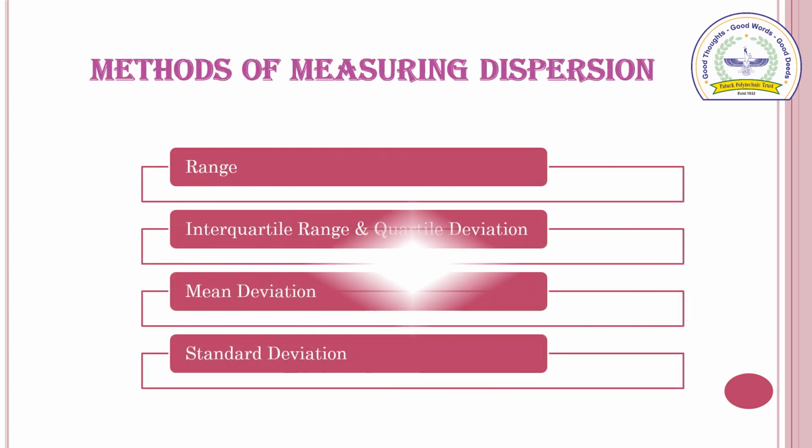Now let's see some methods of measuring dispersion. The methods of measuring dispersion are range, interquartile range and quartile deviation, mean deviation, and also standard deviation.